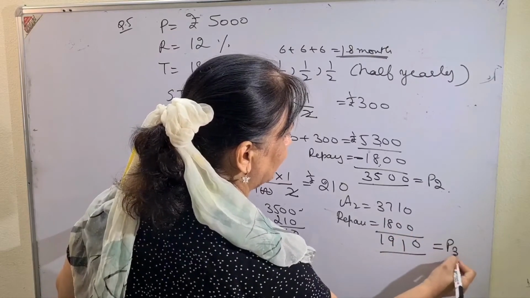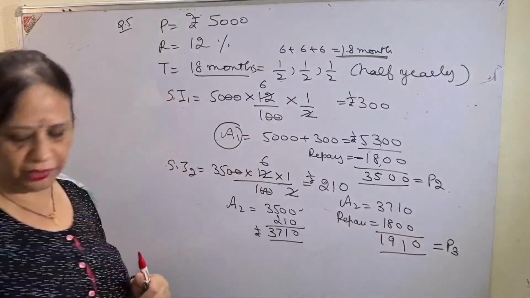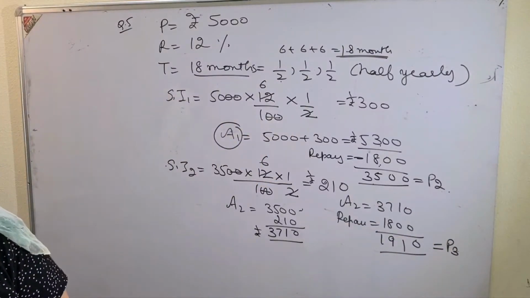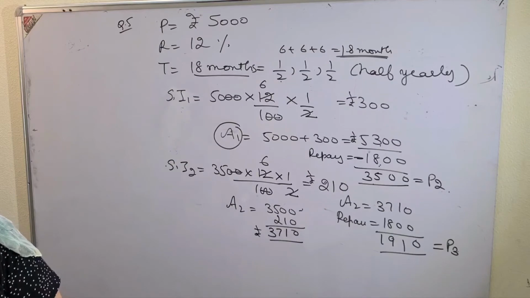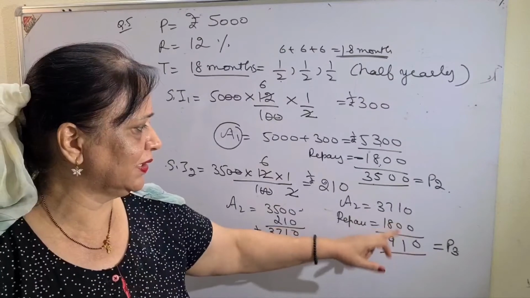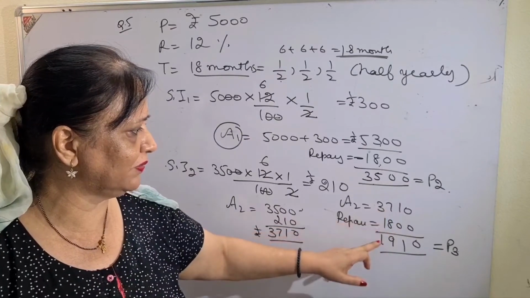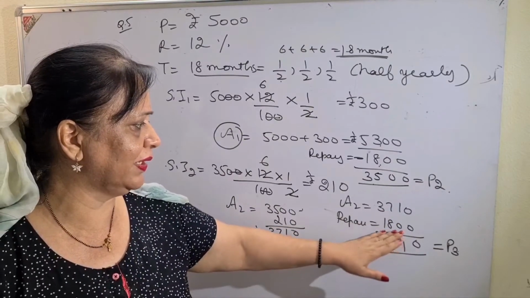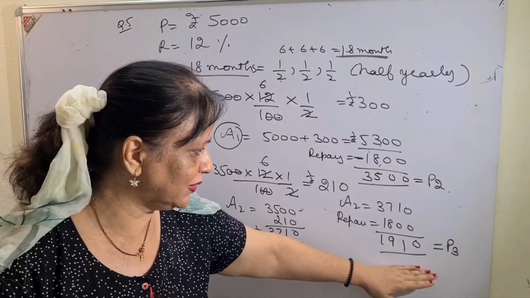This will be the principal for the third year. Did you follow me? Now, after giving this, you can subtract it. See, 1 minus 17 minus 8, 9, 2 minus 1. But every time he is giving 1800 rupees. So this is my principal 3.